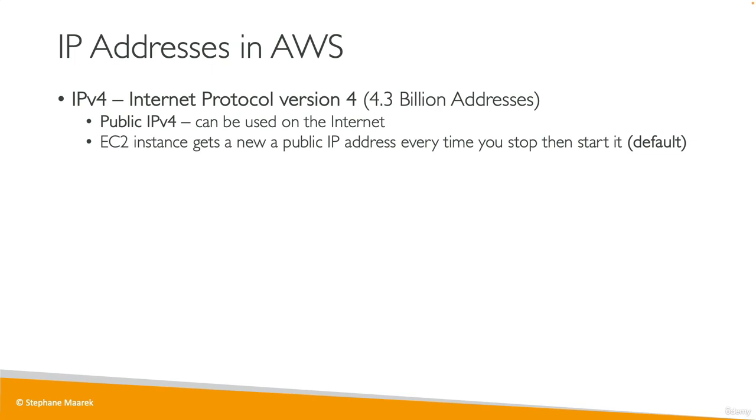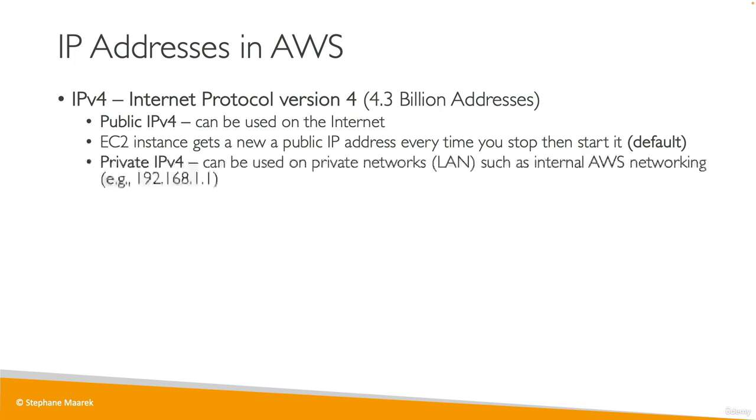So if you create an EC2 instance, we've seen that it gets a public IPv4. And what's going to happen is that if you stop the instance, the IPv4 is going to be released. And if you start it again, then it's going to get a new public IP address at launch. So this is a behavior we've seen in this course.